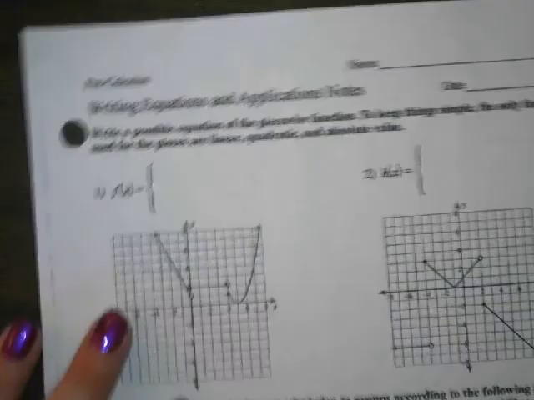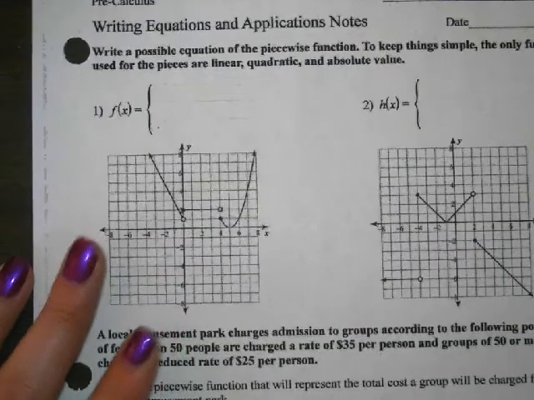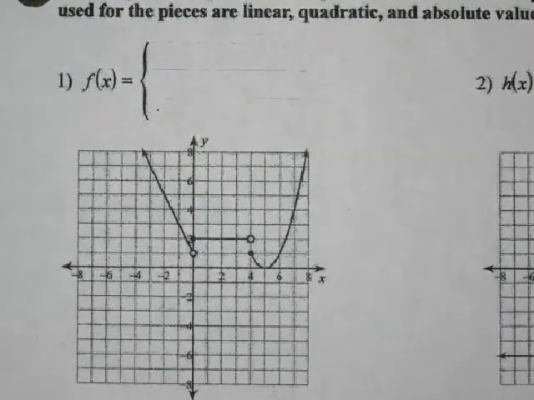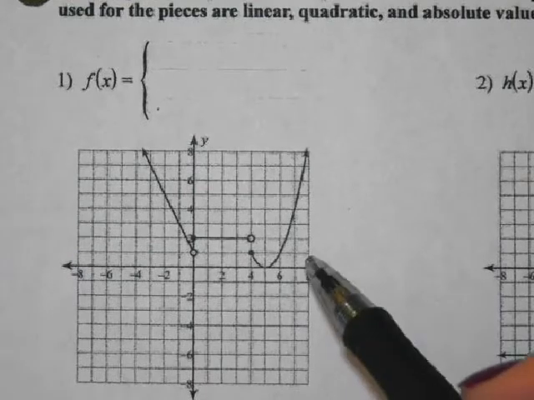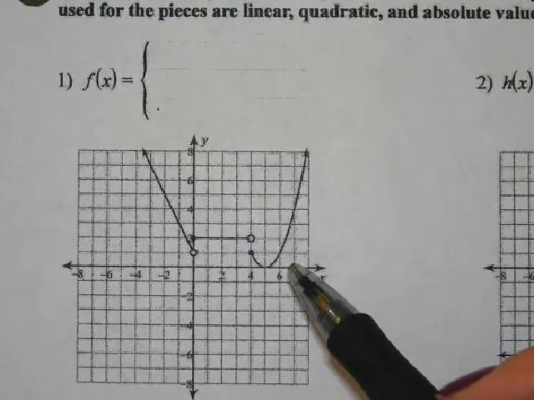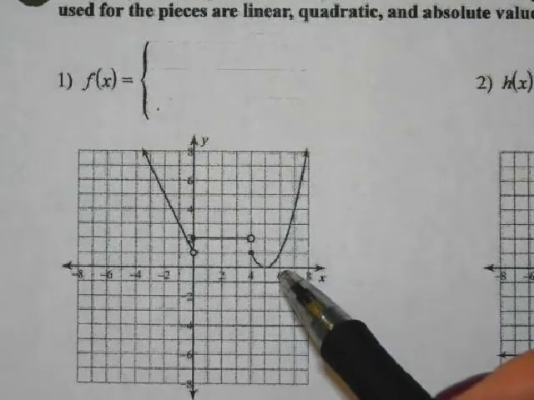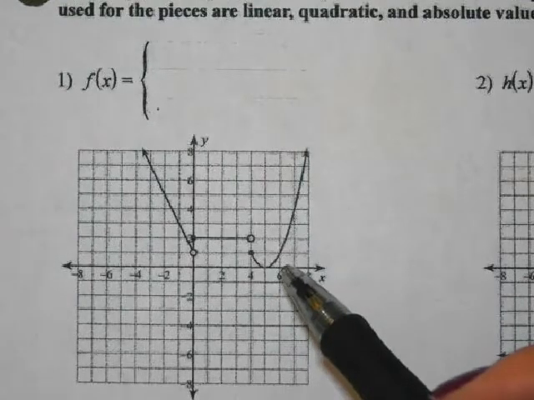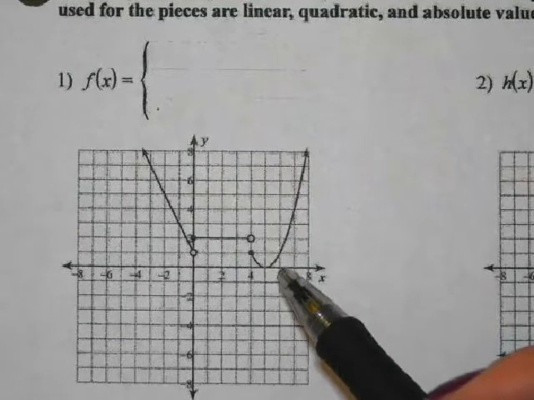All right, so looking at your notes, the first part of the assignment that we are doing today is we're going to look at graphs of piecewise functions, and we're going to write the pieces out, so we're writing up the function. And what I did to make this a little bit more simple for you guys is the only functions that I used were linear, quadratic, and absolute value.